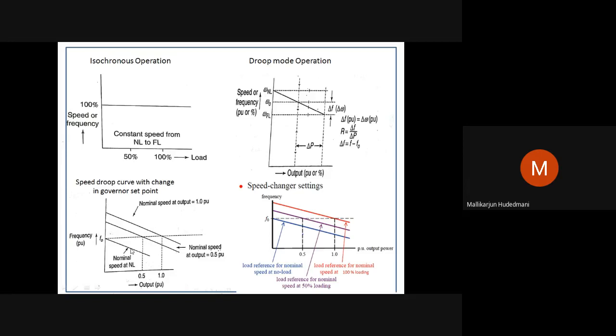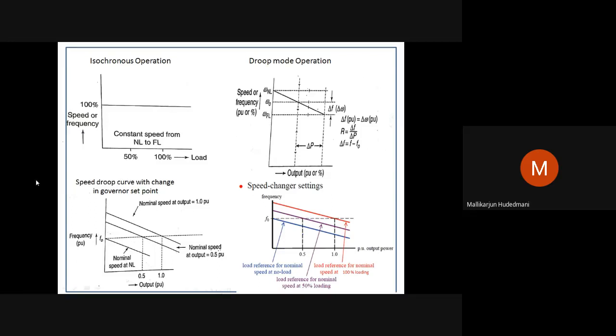The mechanical input, if you supply more and more as the load is increasing, from no load to 50% load, at 50% of the output from that generator it is operating at base frequency. This is the operating curve of that. Suppose you want to make the load 100% delivery.